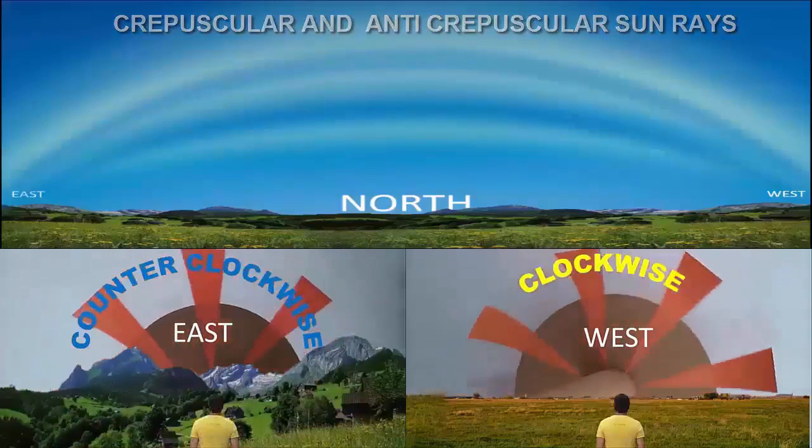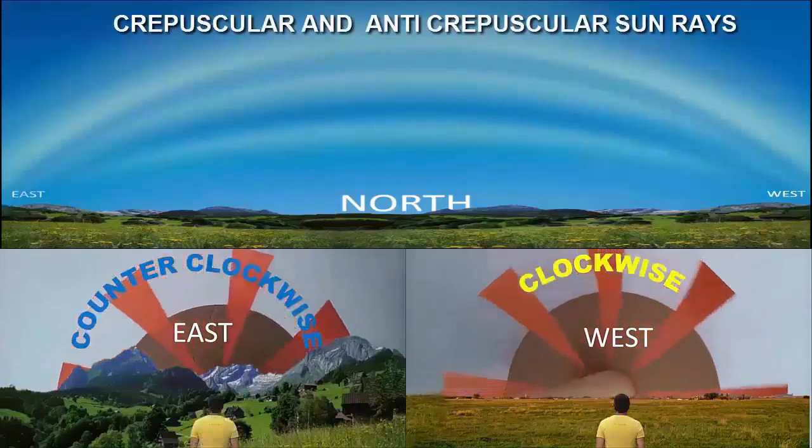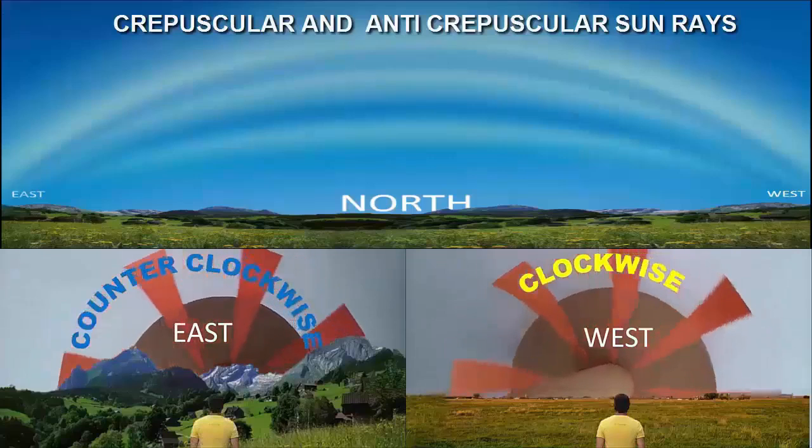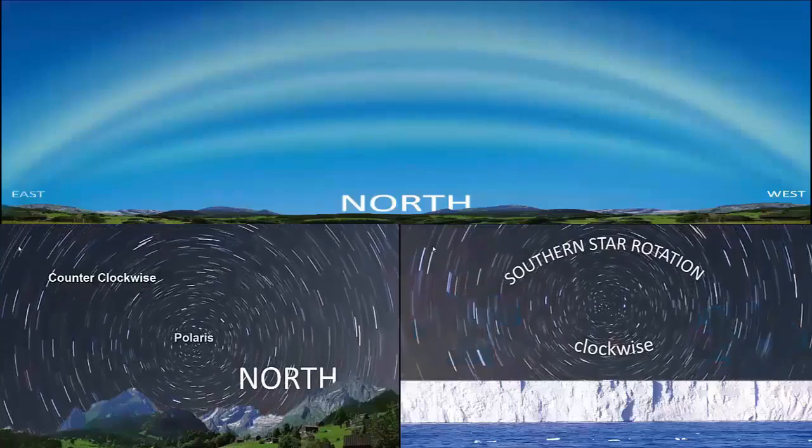And just like in my example of the rotating crepuscular and anti-crepuscular rays, the stars also have a rotation and a counter-rotation. They rotate counterclockwise in the north and visually clockwise in the south.